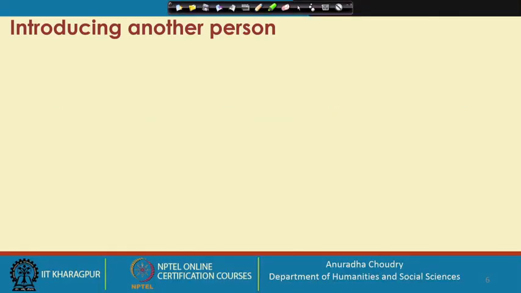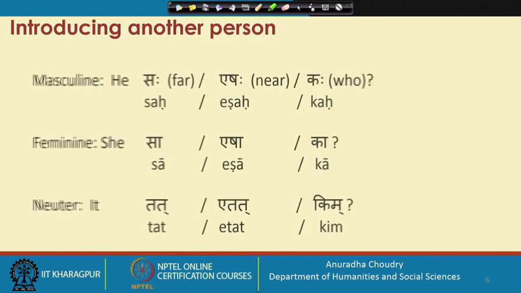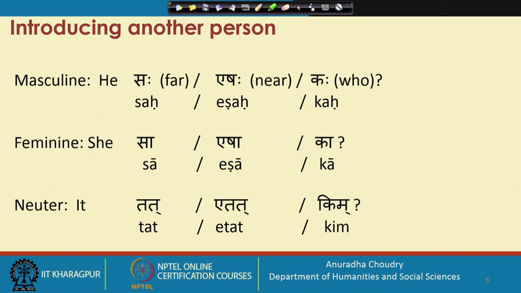When it is far, it is tat. When it is near, it is etat. And the question is kim. So I'd now like to show it to you on the board. We are looking at the third person pronoun for he, she and it. When you're introducing another person, for a person who's far, masculine, you would say saha. When it's near, it is eshaha. And the question is kaha. In the feminine case, it is sa, esha, ka. And in the neuter, we have tat, etat, kim. I hope you have got that. I will do a certain exercise for you and allow you to say saha or eshaha correctly.